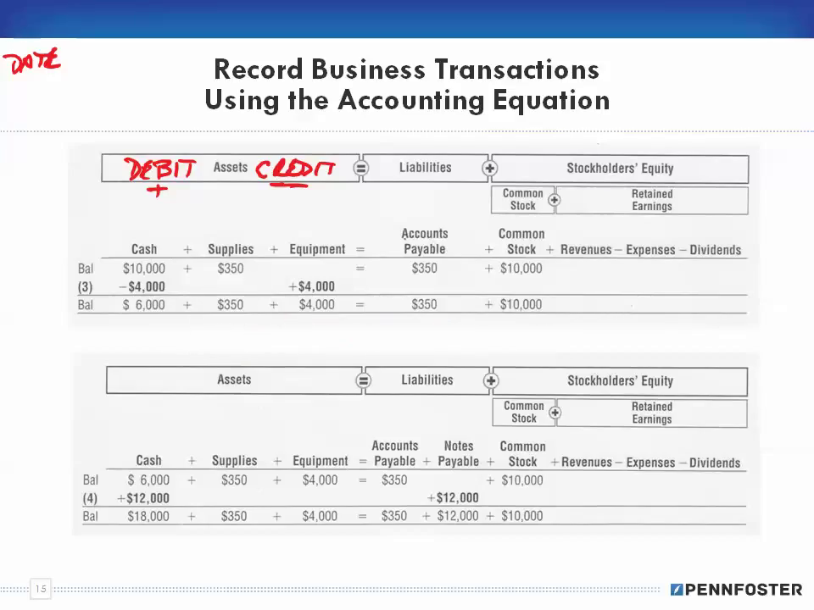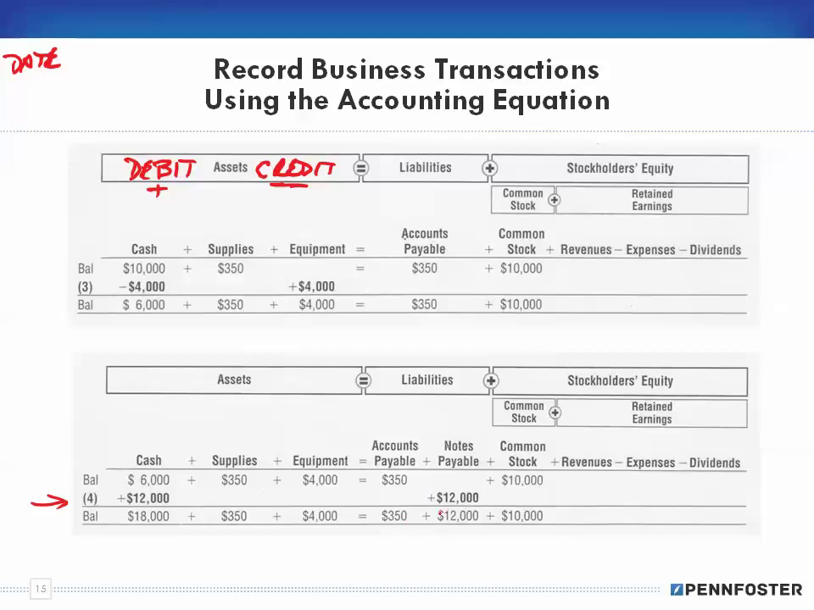Now, just notice what I'm doing, okay? It's kind of repetitive, and after you've done this for a while, it's just second nature, but I'm trying to go through my thought process. So let's go down to the next transaction.